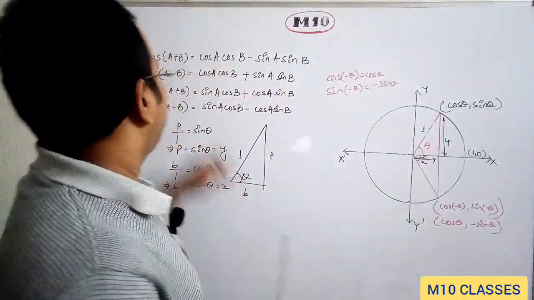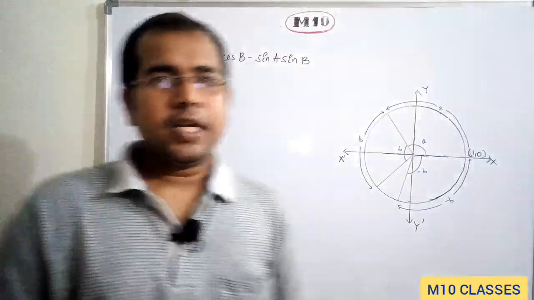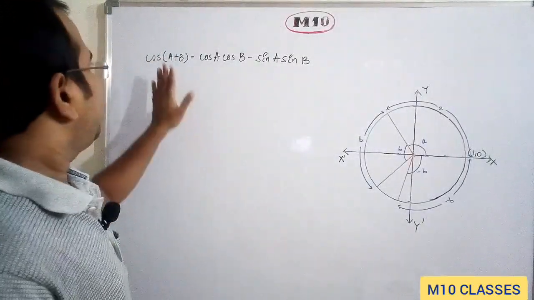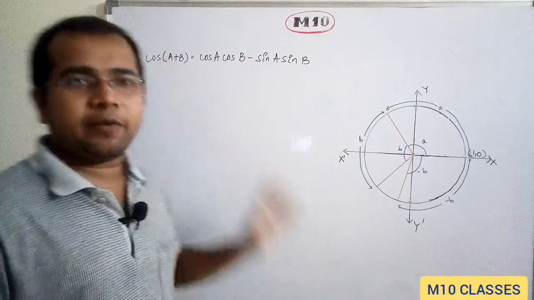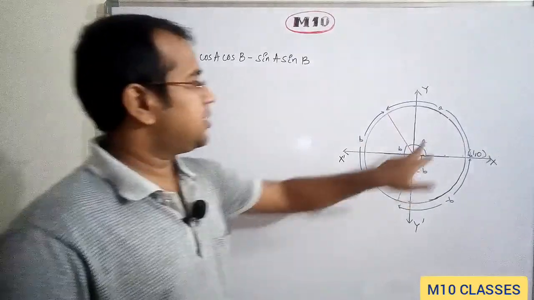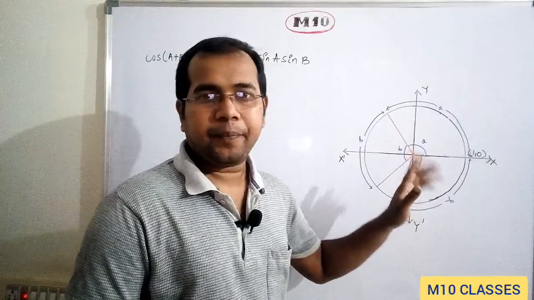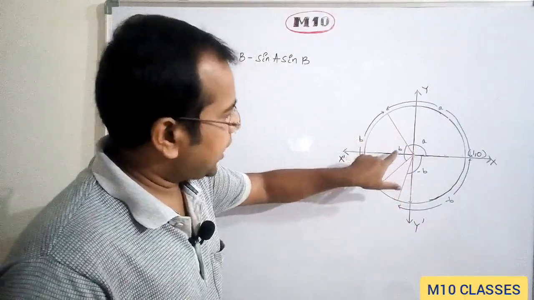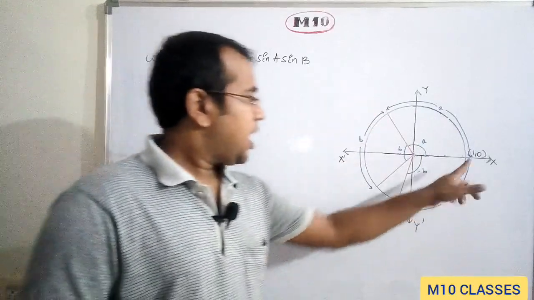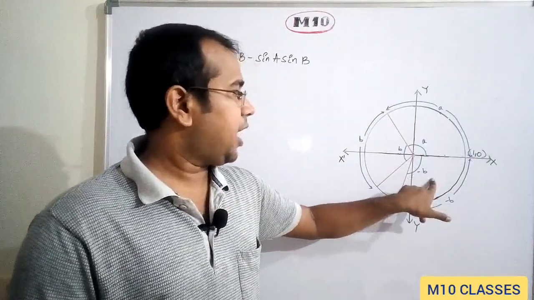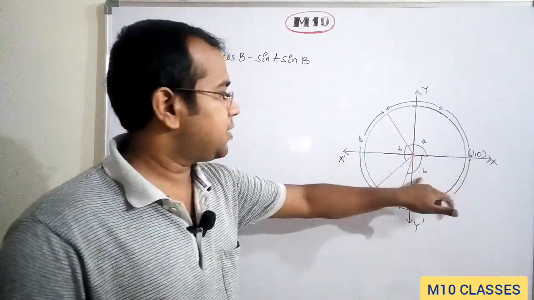Now we are going to prove about this one, cos A plus B. So students, now see here, we need cos A plus B, so we need two angles, that is A and B. So this small a represents this angle A and this is the corresponding arc. We have taken another angle B here and this is its corresponding arc, and this is minus b, the angle taken below this x plane. So this is minus b.